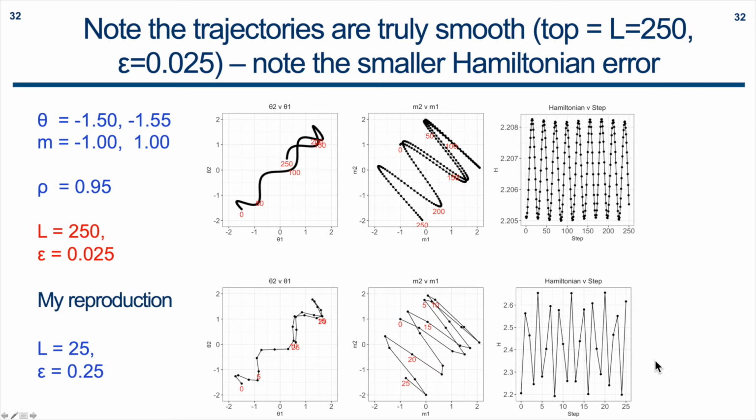The disadvantage, of course, with the larger number of steps and the smaller epsilon is that you're having to do a lot more computing to get very similar types of results. So that's why we're trying to find this balance between the number of steps and the size of the epsilon.